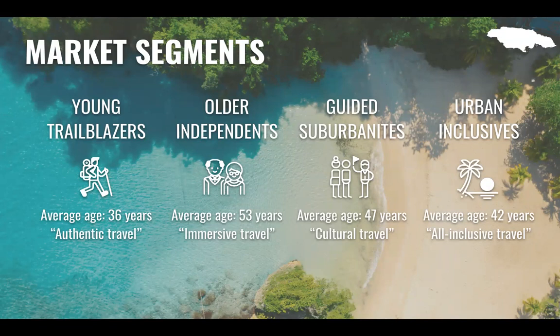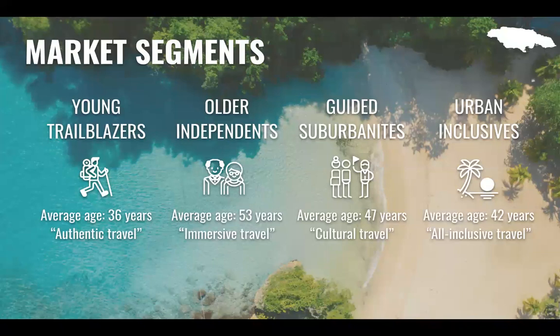Our third target market is our guided suburbanites. So they are on average around 47 years of age, and they have values for historical learning. But they also do prefer to stay at all-inclusive resort stays where everything is prepared for them, but they are willing to explore the island with a guided tour guide.